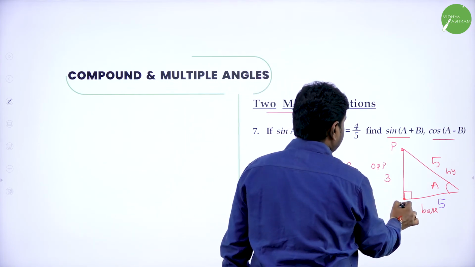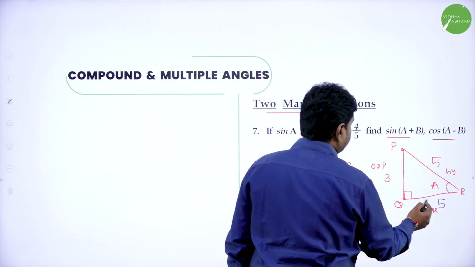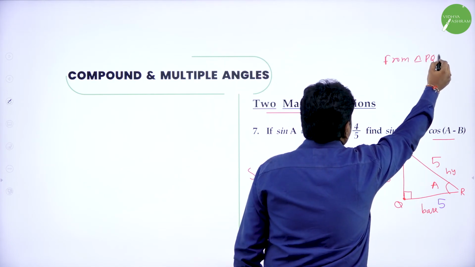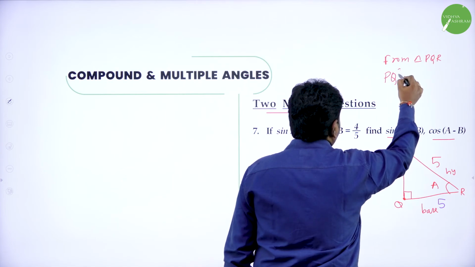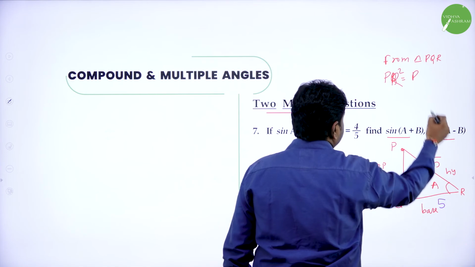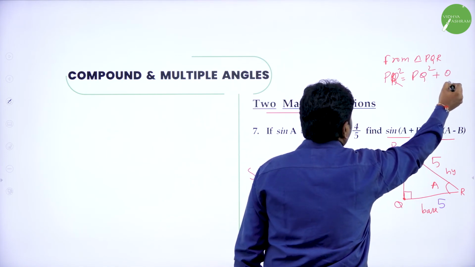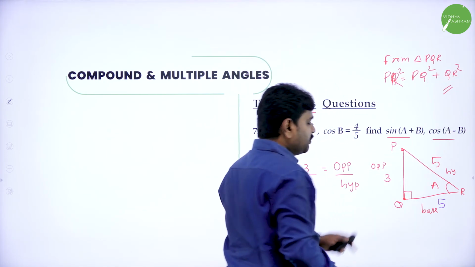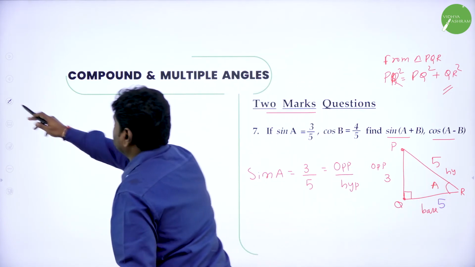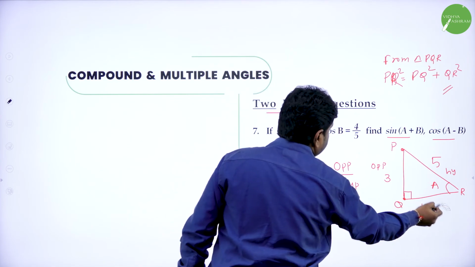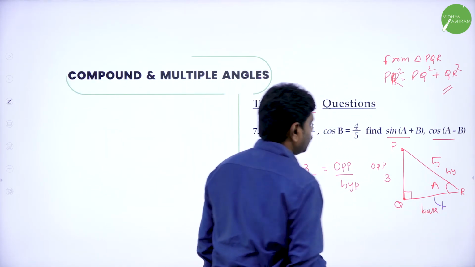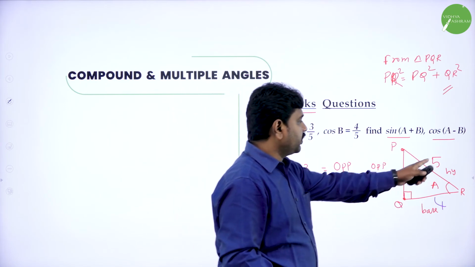Suppose you take it as triangle PQR. What is the Pythagoras theorem? PR square, the hypotenuse square, is equal to PQ square plus QR square. Simplify this to get the answer, or remember 3, 4, 5 are Pythagorean triplets. 3, 5 is there. Missing number is what? Missing number is 4. So I'll fill it here. So now 3, 4, 5.